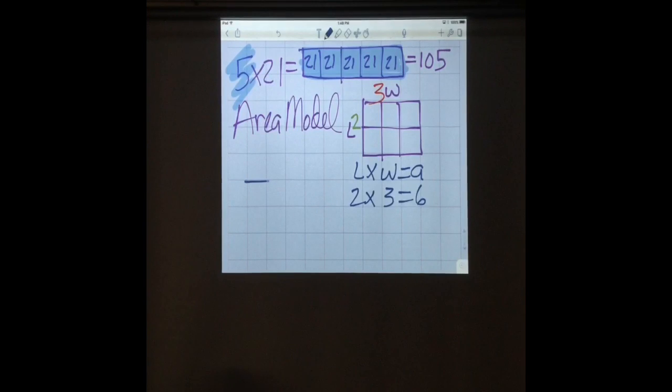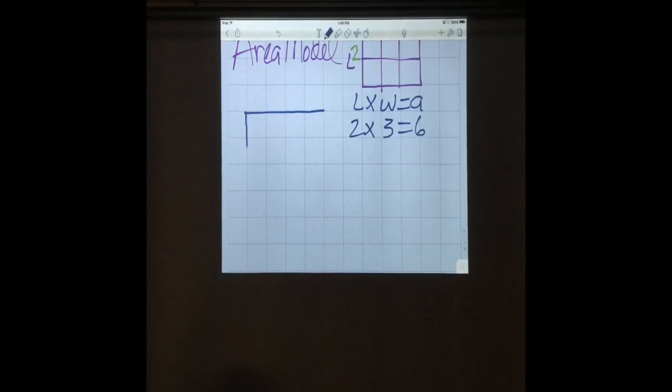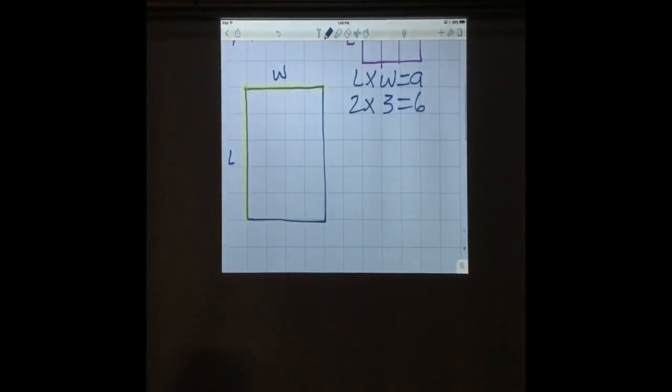Do you want to? All right. Here we go. All right. So my question becomes, what's what? What is this? Is this width, length? This is length. Good job. And the one on the top that goes across, that's called width. And we know that length times width equals area, right?